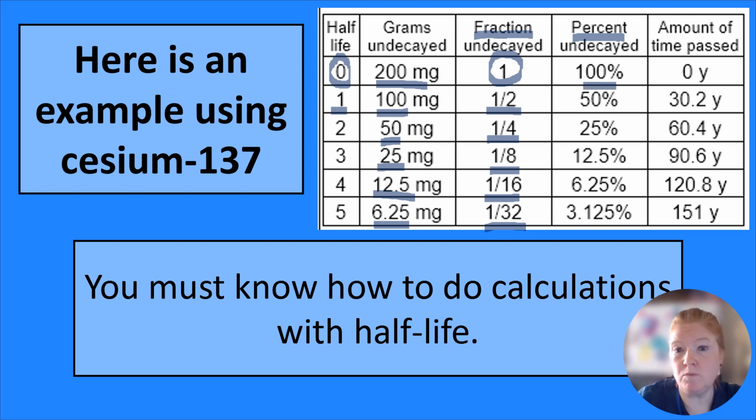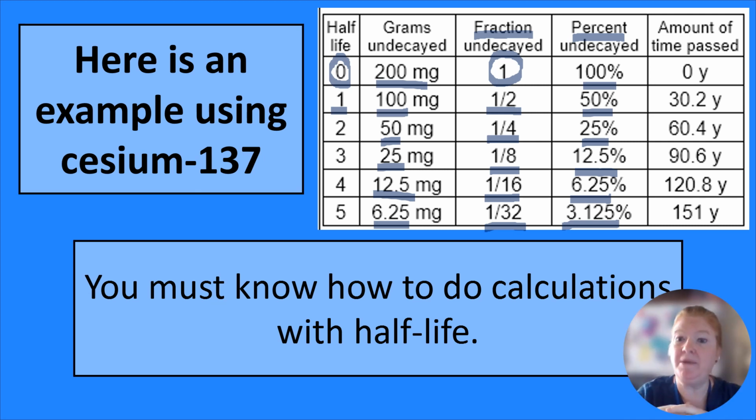You could also be asked about percent. So we start with 100% undecayed, right? We have all of the parent isotope. After one half-life, we have 50% left. After a second half-life, we have half of that, 25%. Another half-life, half of that. Another half-life, half of that. Another half-life, half of that. Okay, so hopefully that makes sense.